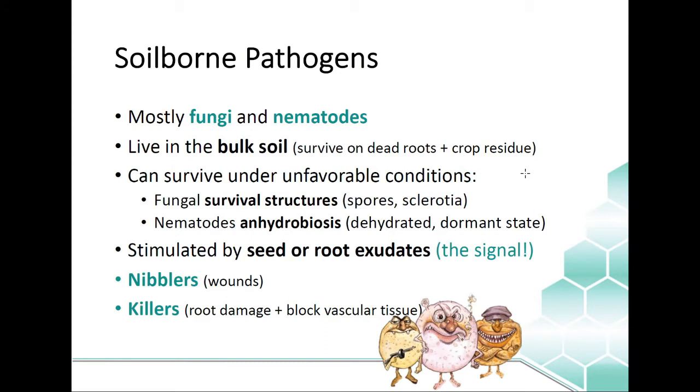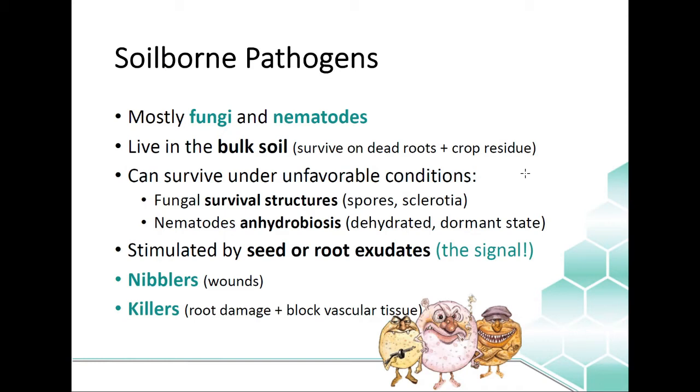So if we look at soil-borne pathogens, they are mostly fungi and nematodes. They live in the bulk soil, in dead roots and crop residue. They can survive unfavorable conditions because they produce survival structures like spores or sclerotia in the case of fungi. And nematodes use a process called anhydrobiosis, so they literally dehydrate themselves and become dormant. And the moment the moisture situation is better, they become active again.